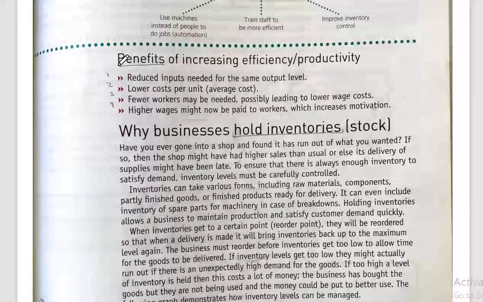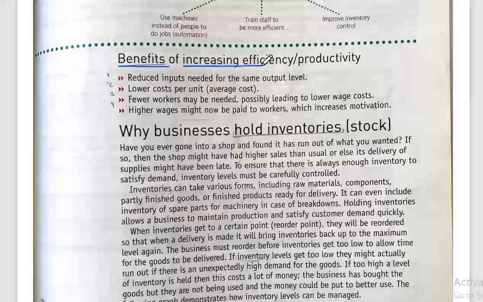So, what are the benefits of increasing efficiency and productivity? Why do I focus on increasing my efficiency and productivity? Number one, because of reduced inputs needed for the same level of output. I'm being productive in the amount of inputs I'm using. So less input, but at the same time, I'm getting the same output. So I'm reducing wasted inputs.